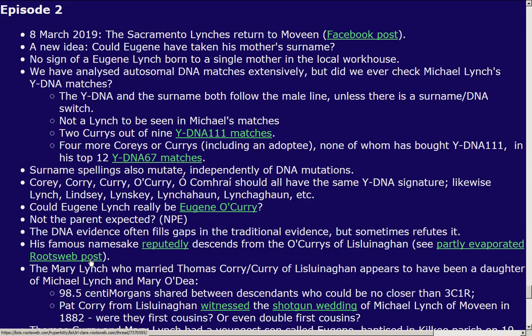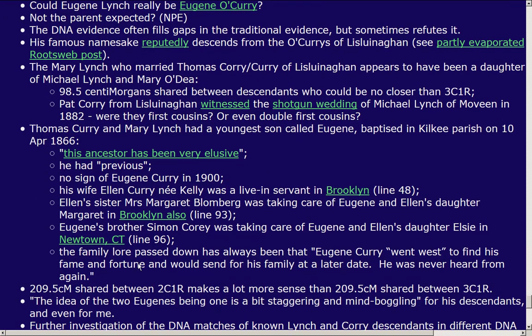Now this lady was very elusive because RootsWeb and Ancestry have removed the email addresses, and I'd saved her email address years ago, and it turns out that she's changed email, but we've tracked her down. And it turns out, I'm going to start skipping bits, this guy has what they call in England previous. Her Eugene Curry can't be found in the 1900 census. His wife is a live-in servant with a German family in Brooklyn in 1900.